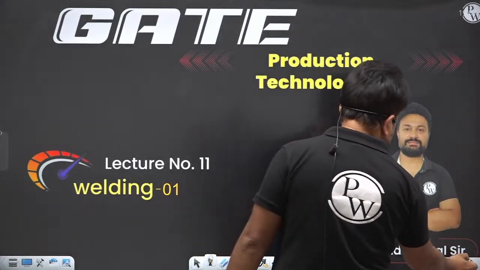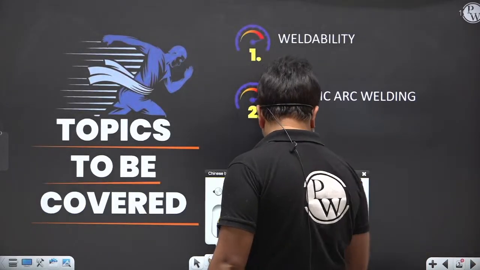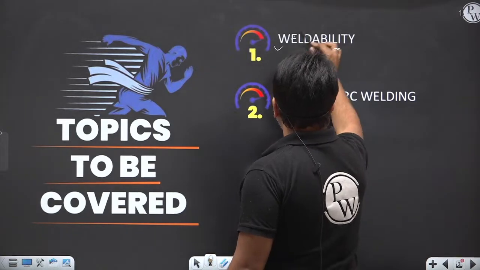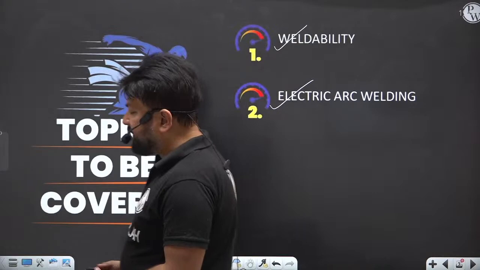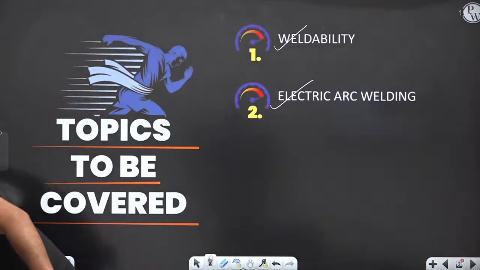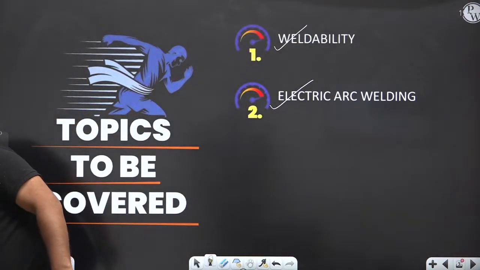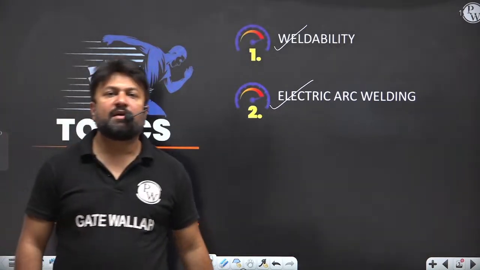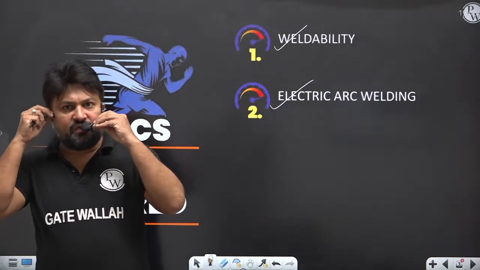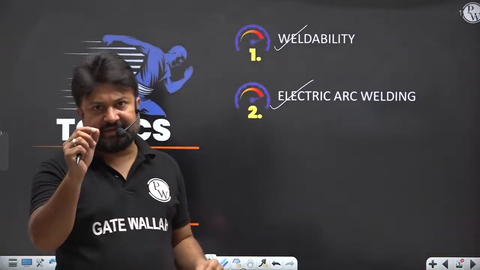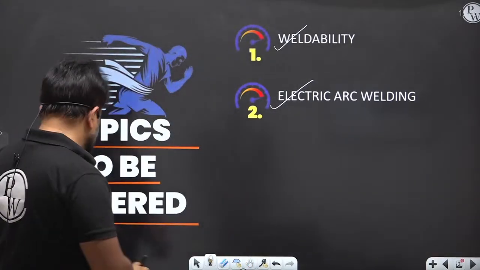My dear, in this session I'm going to cover weldability, then I'm going to cover electric arc welding. Now, here try to understand the weldability, or welding. Try to understand the definition of welding. My dear, the definition of welding is that welding is a process by which two materials, let me write down here.